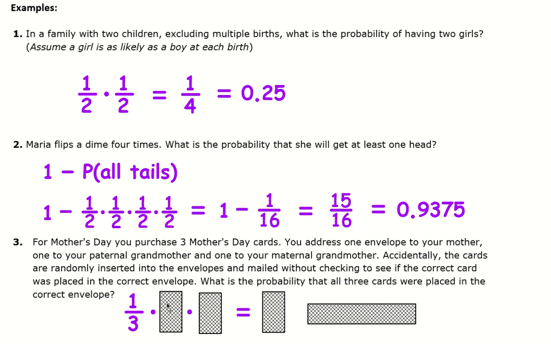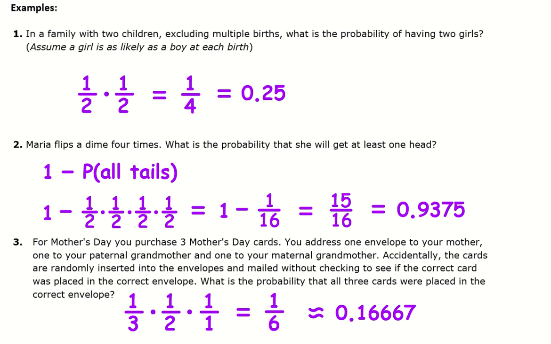Pause the video. The first event, you have a 1 out of 3 chance, and then a 1 out of 2, and then a 1 out of 1, for an overall 1 out of 6 chance that you get all 3 random picks in a row. You have a 1 out of 3 shot, and then a 1 out of 2 shot, and then a 1 out of 1 shot. Because once you pick a card in an envelope, now there's only 2 left to pick from, and then 1.